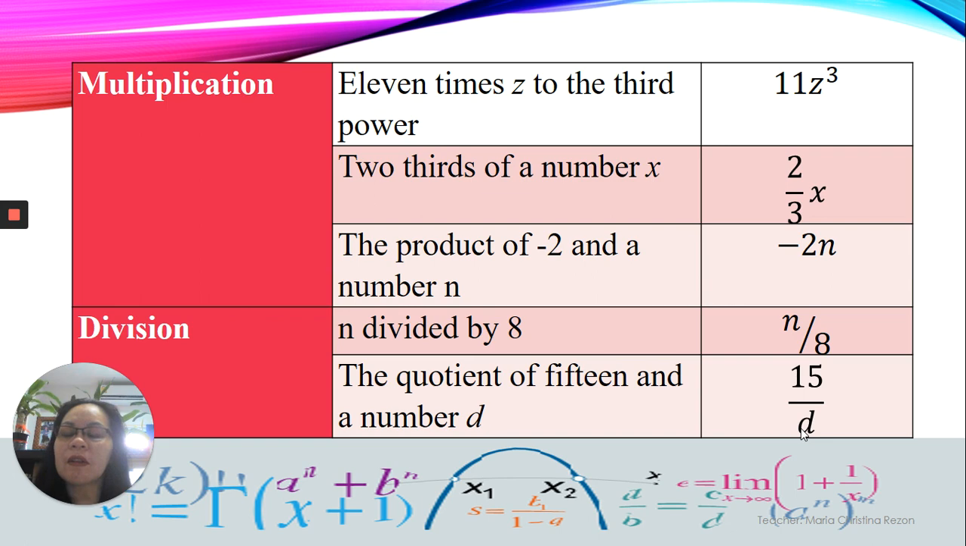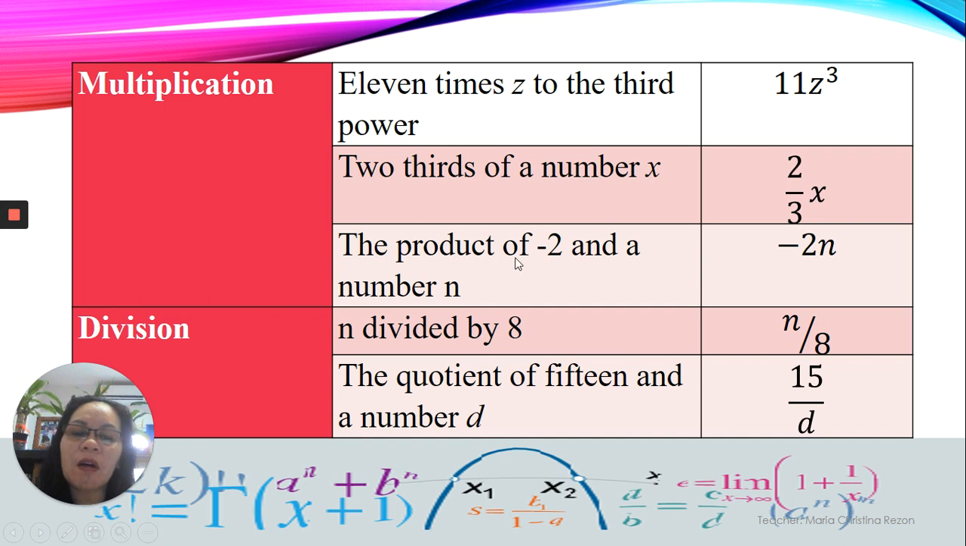Another examples here involve multiplication. When you have 11 times z to the third power, 11z cubed, you are just going to write it beside each other. Then you have 2/3 of a number x. 2/3, that is 2 over 3. Of means multiplication. So you have 2/3 x. We don't use x for multiplication because x is used as a variable.